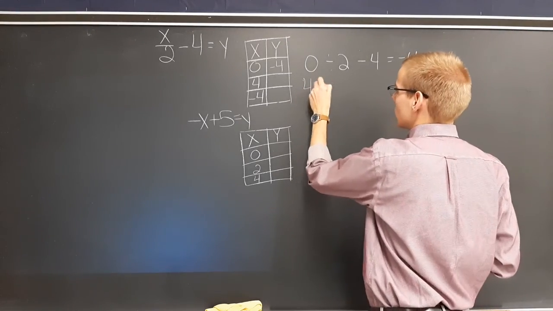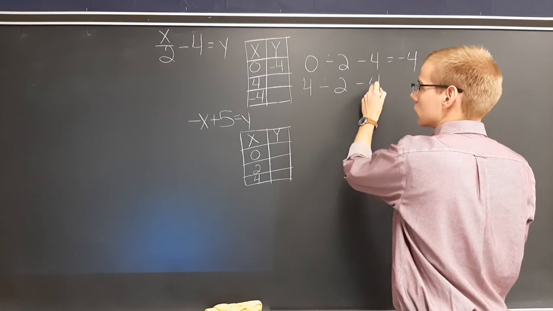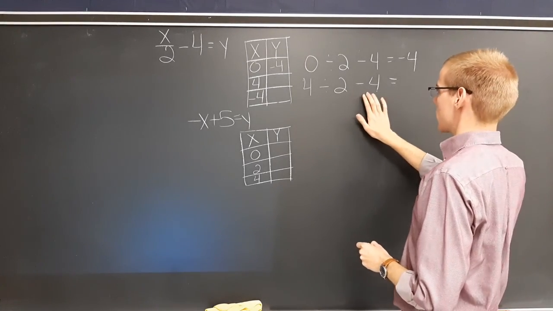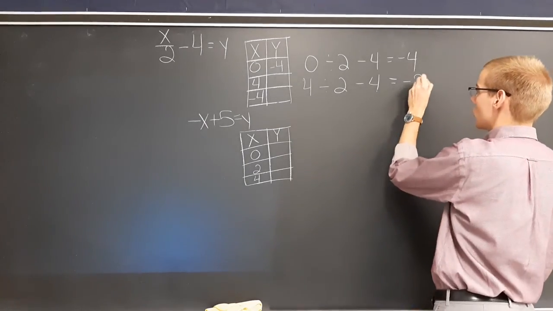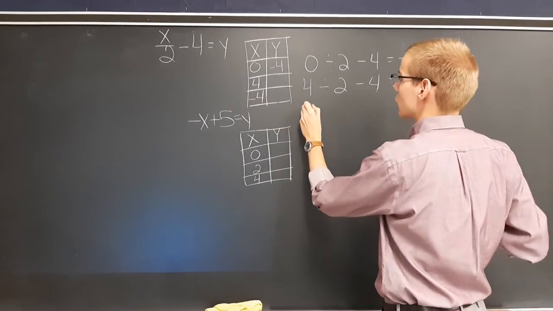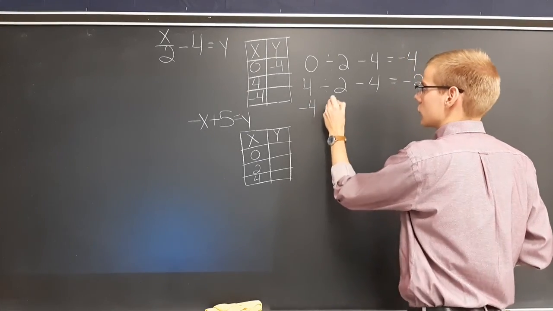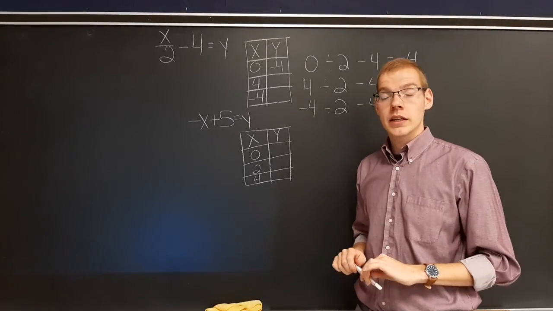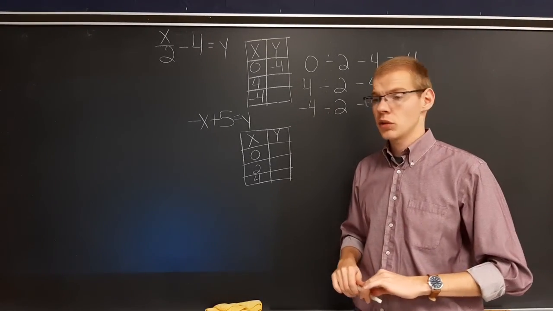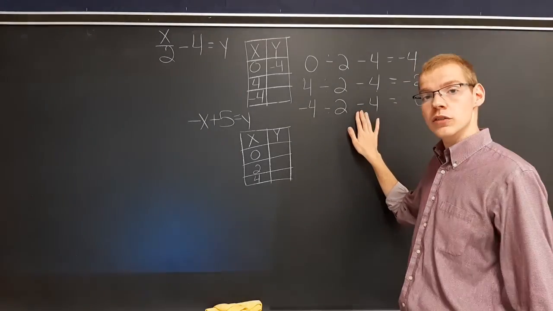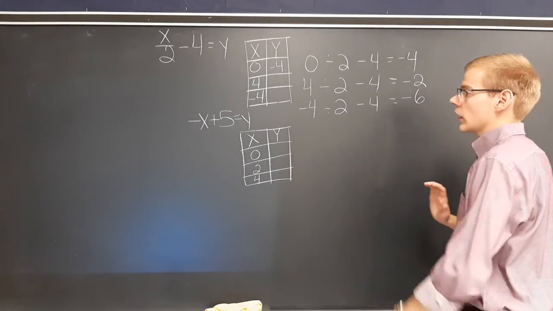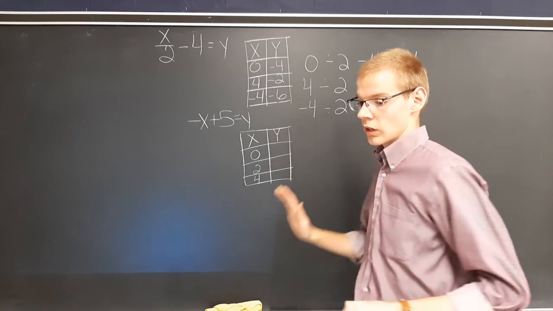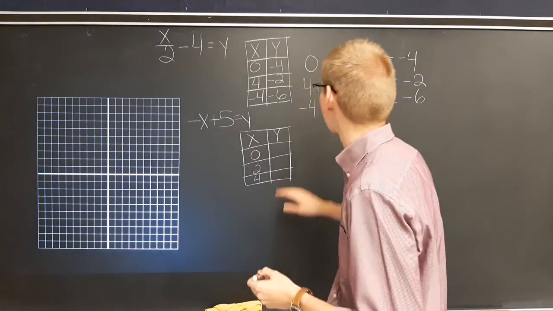And now 4 divided by 2 minus 4 equals 4 divided by 2 is 2, minus 4. 2 minus 4 is negative 2. And now, negative 4 divided by 2 minus 4 equals, negative 4 divided by 2 is negative 2. Negative 2 minus 4 is negative 6. Now, this number goes here, and this number goes here. Let's graph that on here.